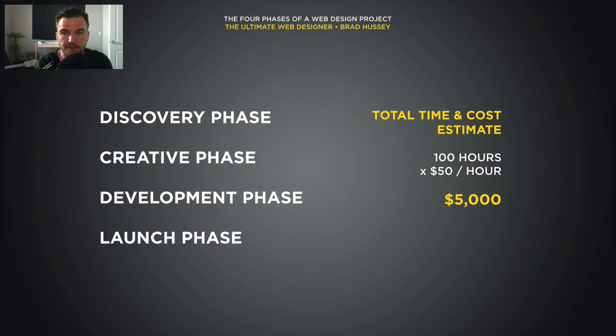So then it looks like this: discovery phase, creative phase, development phase, and the launch phase. Again, these can be broken down into different phases, but I like to look at them as these 4 phases. And this is how I actually quote my client. I'll say discovery phase, and I'll give some subpoints, like wireframing, discussion, so on and so forth. Pretty much like this entire presentation that you just watched. It's pretty much how my estimates will look. Then creative phase, development phase, launch phase. Total time and cost estimate, about 100 hours, $50 an hour, $5,000. That's a pretty good cost estimate for, say, a fairly straightforward custom WordPress website.